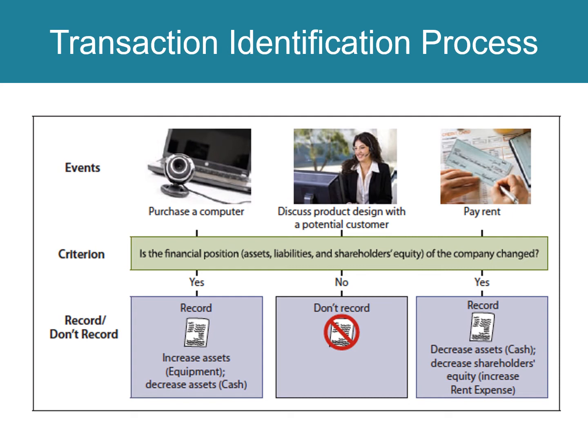1. Purchase a computer. We have to first analyze, does this affect assets, liabilities, or shareholders' equity? Those are the 3 accounts. In this case, it does affect our assets, so yes. Then we record it. The asset account increases in equipment, which is our computer, and decreases in cash because we pay cash out for the computer.